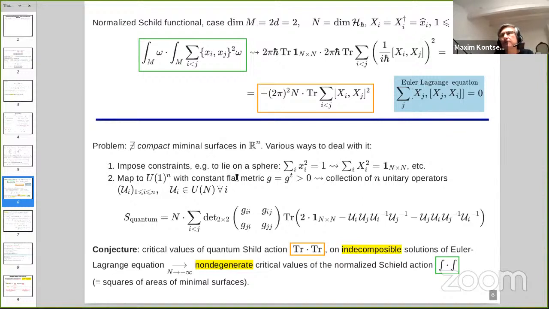There are various ways to deal with this problem. For example, one way is to just impose some constraint. My surface should lie on something given by a certain equation or several equations, for example, on a sphere. Naively, if you write a sphere as the sum of squares of variables equal to 1, you replace it by the operator identity: the sum of squares of N by N self-adjoint operators equal to the identity matrix. It looks nice, but it's not really well defined, and there is a lot of ambiguity here.